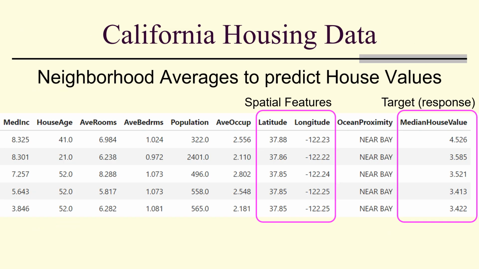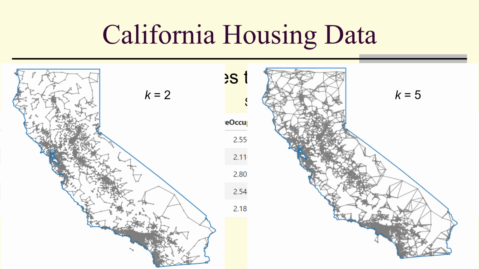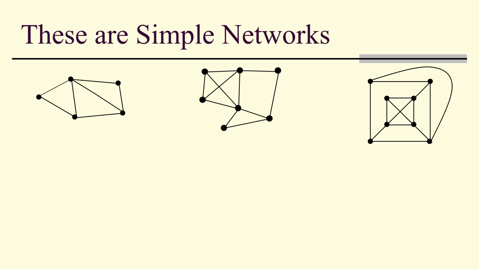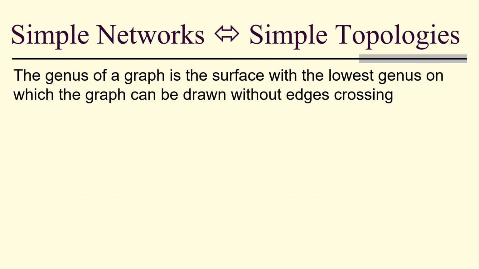For example, the California housing data, we're just going to look at the spatial features, latitude and longitude, and notice that gives us, for k equals 2 neighbors, a graph that looks like this, and for k equals 5 neighbors, a graph that looks like this. Now these are simple networks, and you can have large graphs that are not complex. This is also simple, these grid graphs. So what does it mean to be a simple network? It means it has a simple topology.